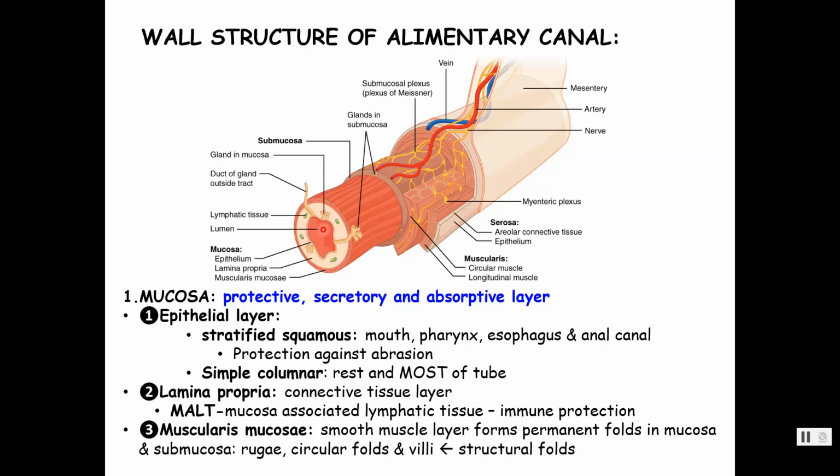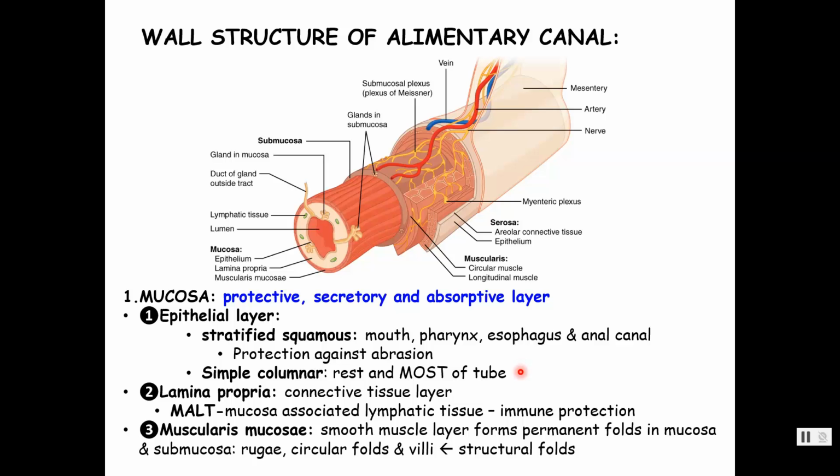So this inner lining, of course, is going to be epithelium. It is always going to be mucosa, so there's going to be an epithelial layer. In the mouth, the pharynx, the esophagus, and then the anal canal, these are all going to be subject to abrasion, so it's going to be stratified squamous. But for the rest of the food tube, it's going to be pretty much just simple columnar epithelium.